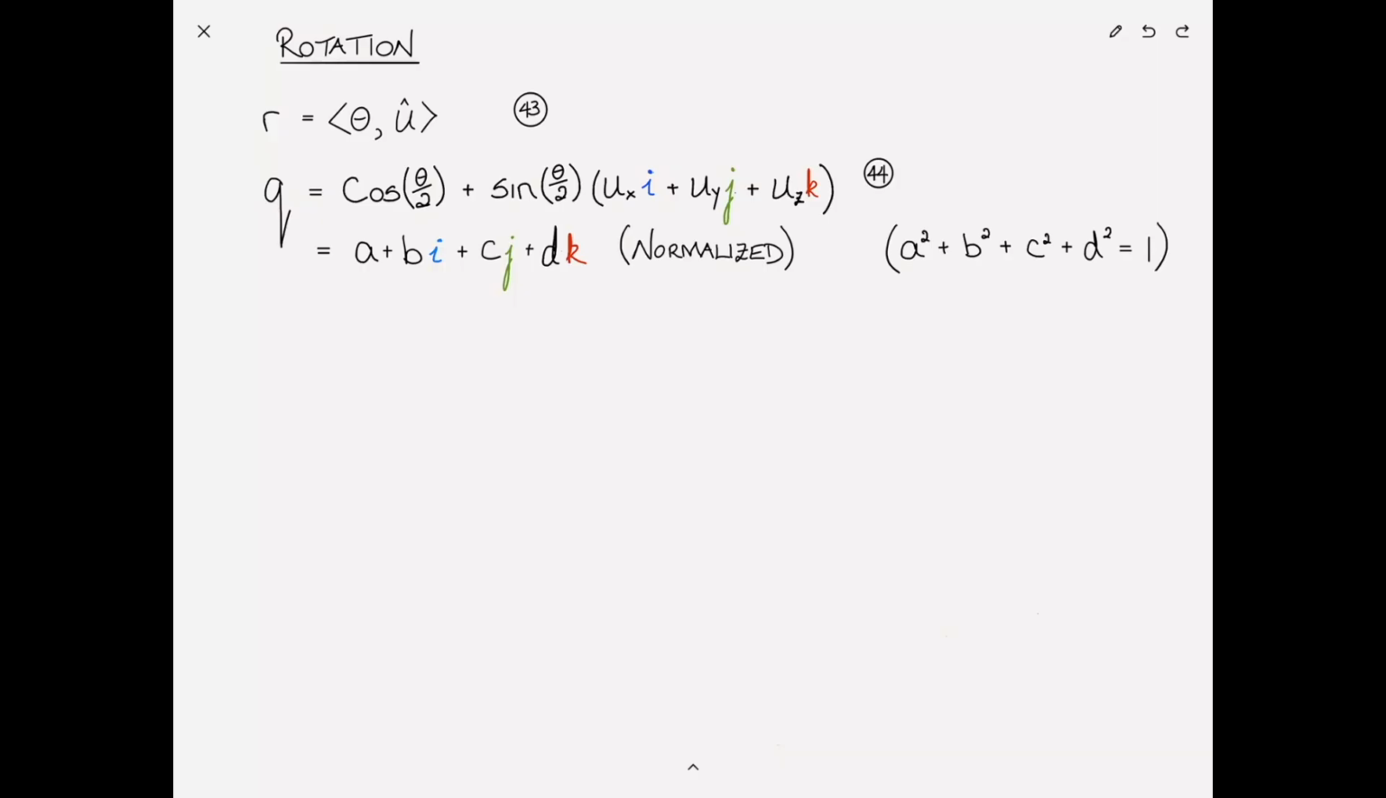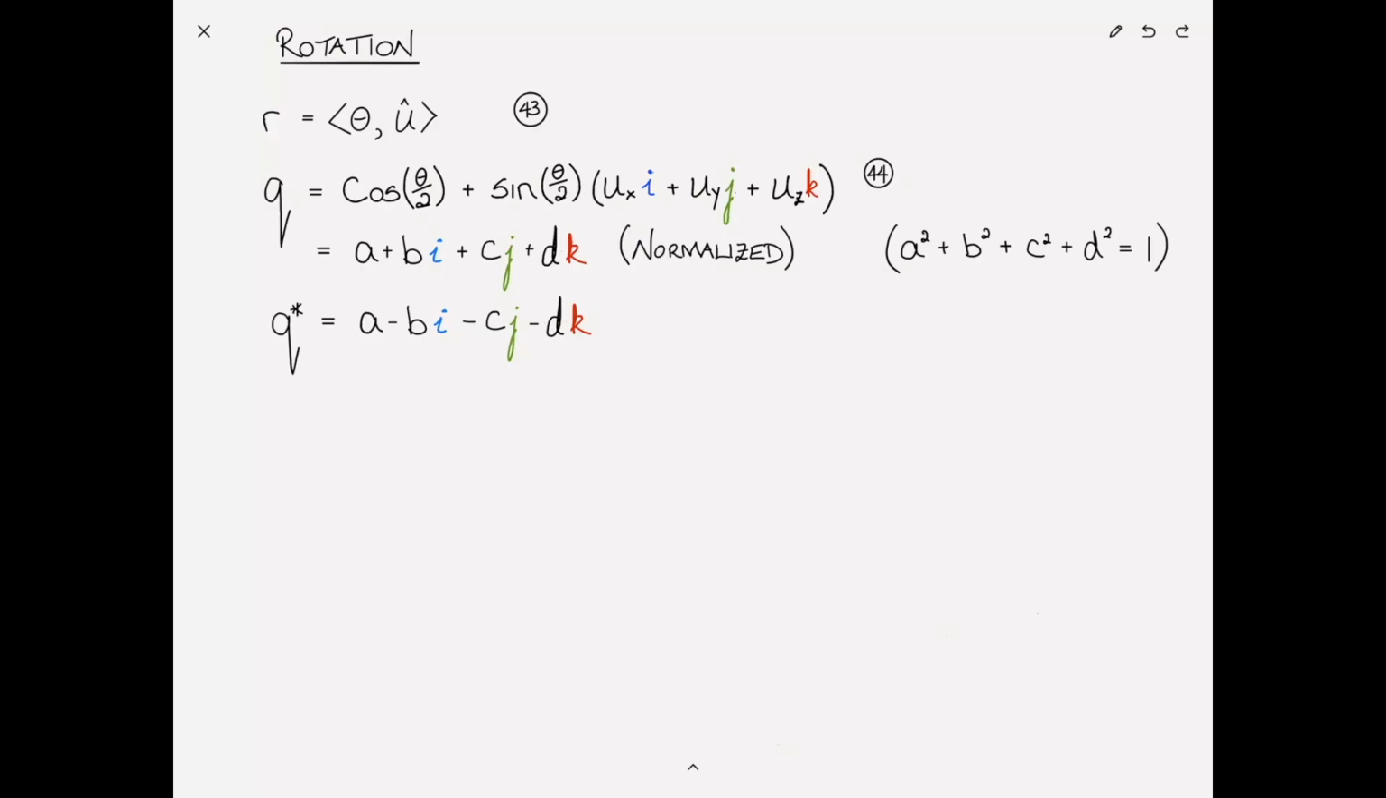I also want to introduce at this time the concept of a conjugate. We'll call that q star. And much in the same way how in complex analysis we would say a minus bi, we do the same thing here. The scalar part remains a, and the imaginary part, we flip the signs on each of the terms now. Minus bi, minus cj, minus dk.